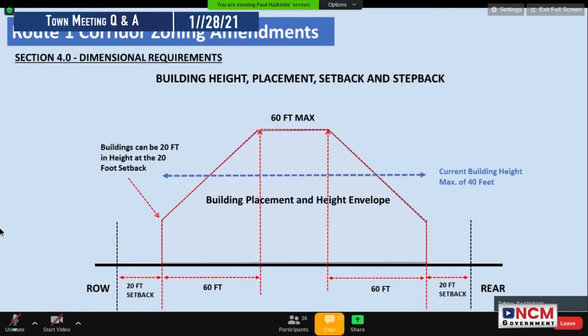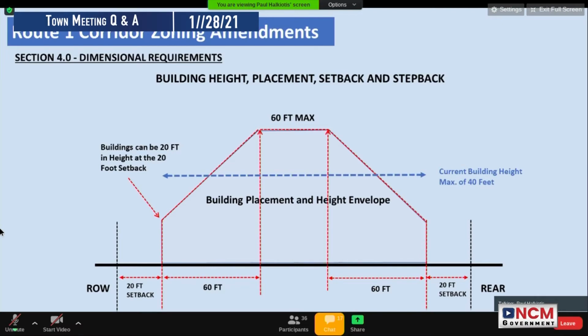So it starts on the left where it says ROW, that's the right of way, that's Route 1, and there's a 20-foot setback. And at that 20-foot setback, a building height can only be 20 feet. But as you go back 60 feet, it allows a maximum height of a 60-foot building. And then it tapers off back towards the back of the property line. To give you some kind of point of reference or comparison, of a 60-foot building.